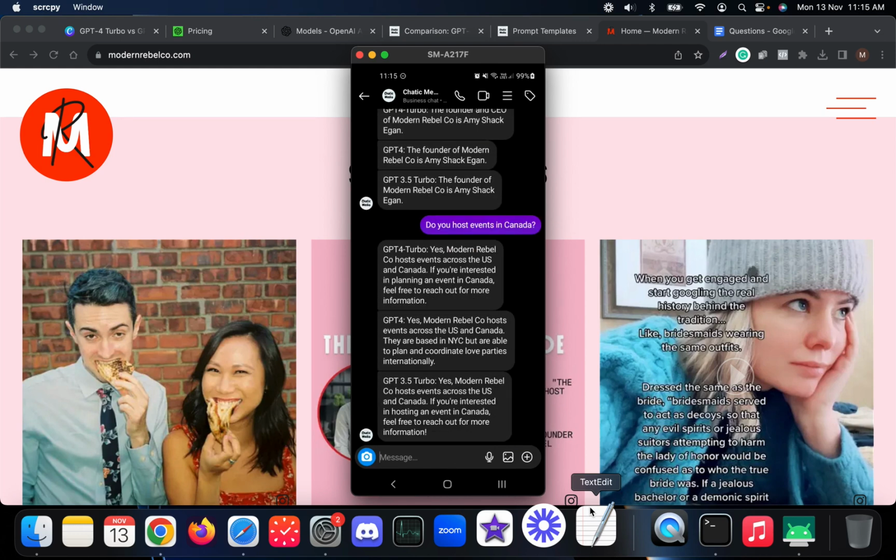It says yes, Modern Rebel host events across US and Canada. If you are interested in planning an event in Canada, feel free to reach out for more information. And it says host events across US and Canada. They are based in NYC but are able to plan and coordinate love parties internationally. And it says yes, Modern host events across US and Canada. If you are interested in hosting an event in Canada, feel free to reach out for more information.